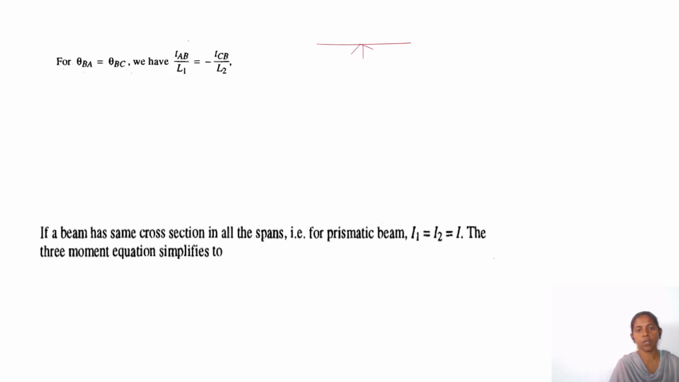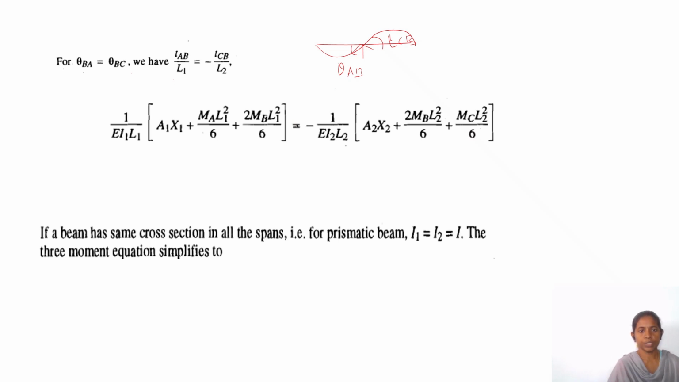If you apply a rotation, here it is theta AB. If it is positive, theta CB is the negative one. So that is why minus TCB by L2. So theta AB by L1, that is already EI1 there, and we have included L1 for this term, and you have substituted the terms here and included the minus.